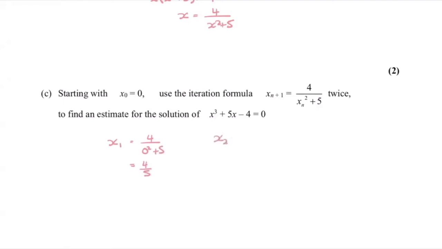To find x2, we're going to put x1 in. Now it's probably easier to put a decimal in. You've got your calculator, so you can easily choose to do it either way. And the result is 100 over 141. Now that's an exact answer. You can do it as a decimal. You will still get the marks.